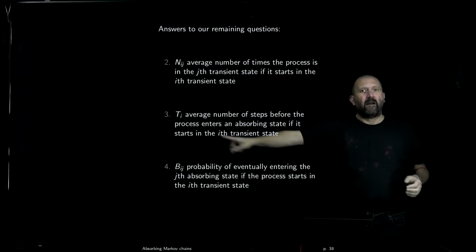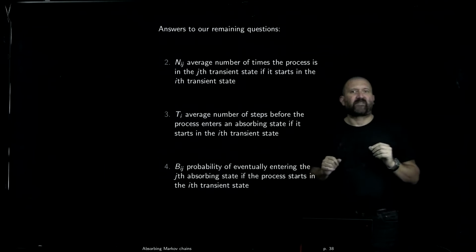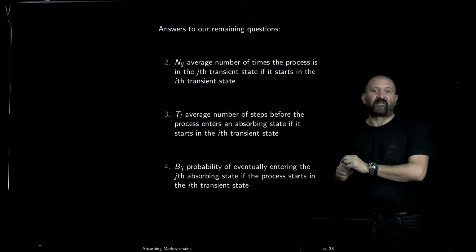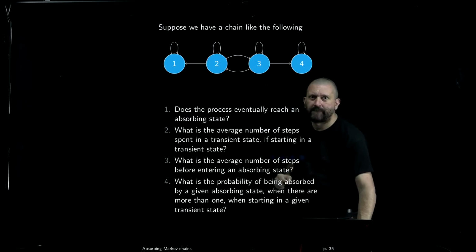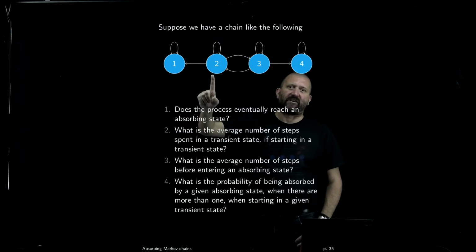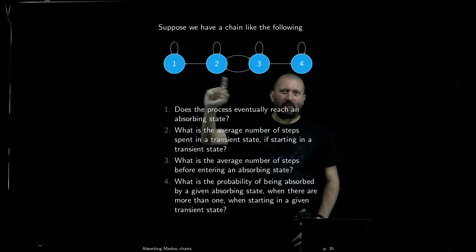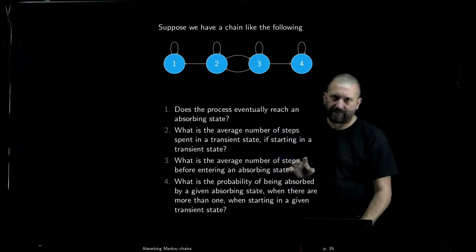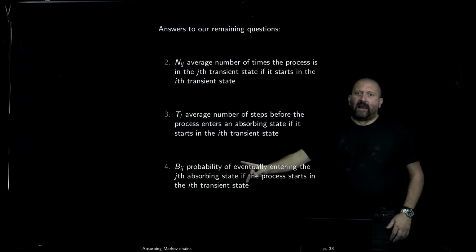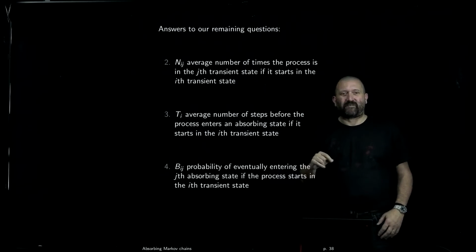The vector T, the ith component there, is going to be the average number of steps before you enter an absorbing state if you've started in the ith transient state. So if you go back to this guy, suppose I start in the first transient state, T1 is going to tell me how many times on average, it's a stochastic thing, how many times on average will I be here until I enter an absorbing state, of course.